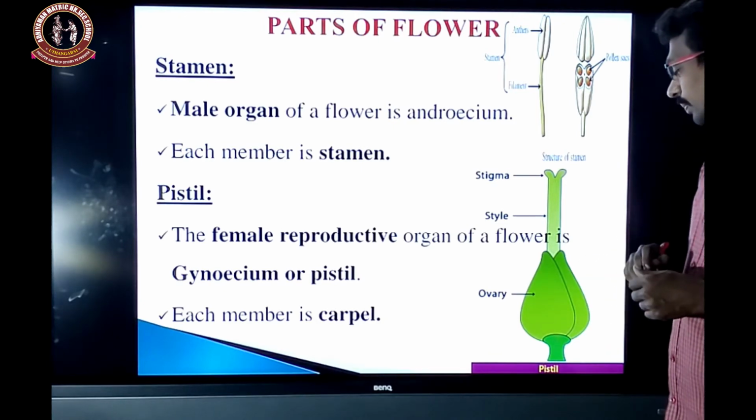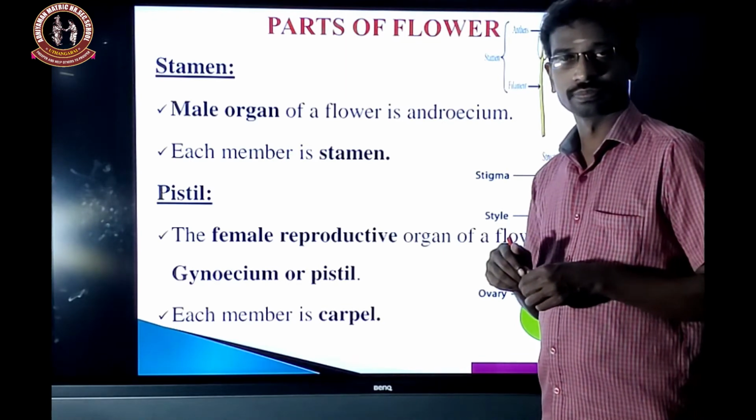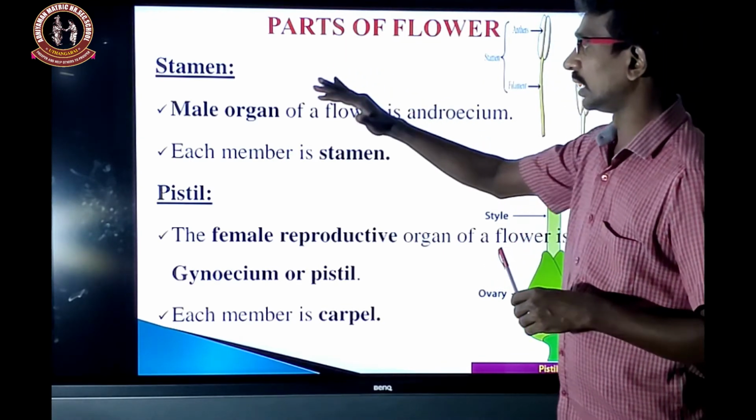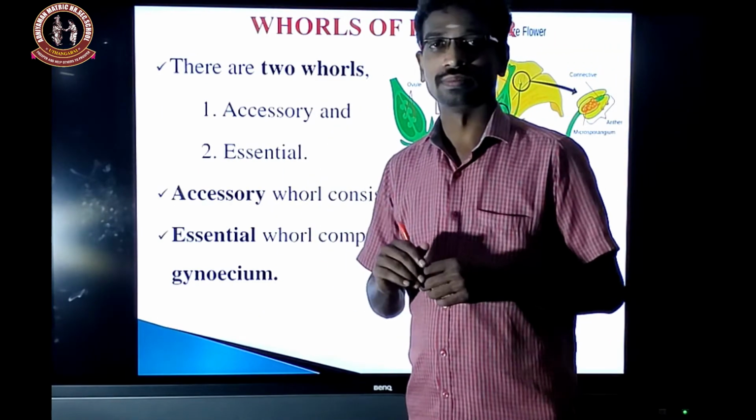Inside the ovary, the carpels are present. Okay. So this is an essential part. Why? Because it directly takes part in the pollination.